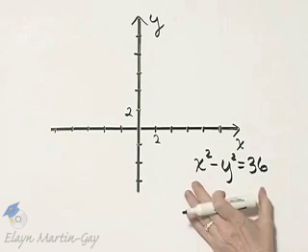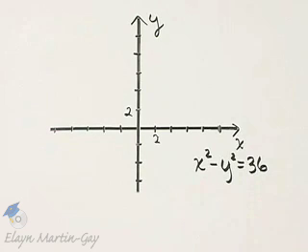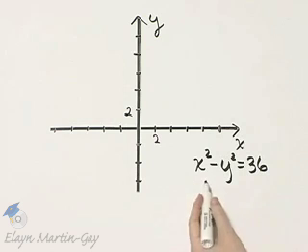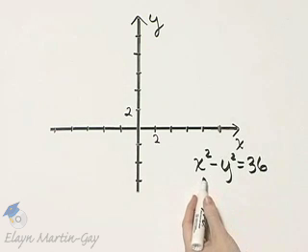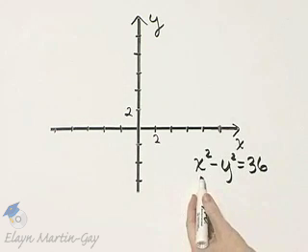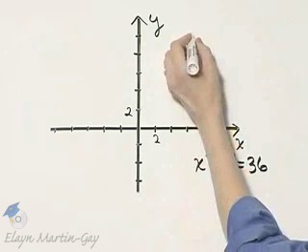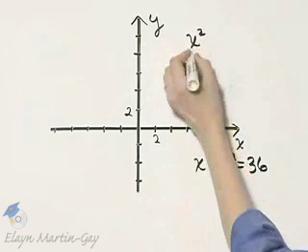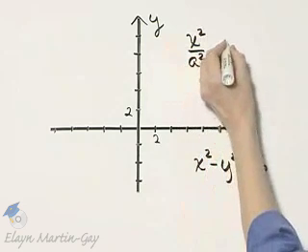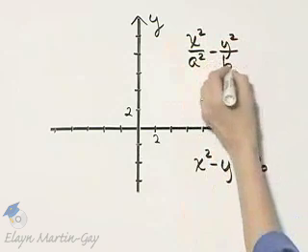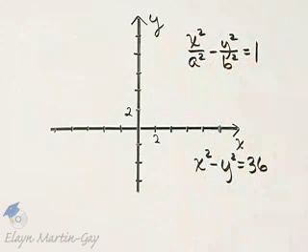We want to graph this conic section: x squared minus y squared is equal to 36. This should remind you of one of the general forms for a hyperbola, and that being x squared over a squared minus y squared over b squared is equal to 1.